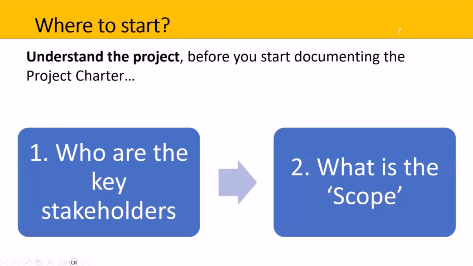So you need to produce a project charter. Where should we start? Before you start to document your project charter, you first need to understand the project. So we don't race into populating a template. We do a bit of analysis and consultation first to understand what we're facing. So you'll be trying to understand two things initially. Who are the key stakeholders and what is the scope of the project?